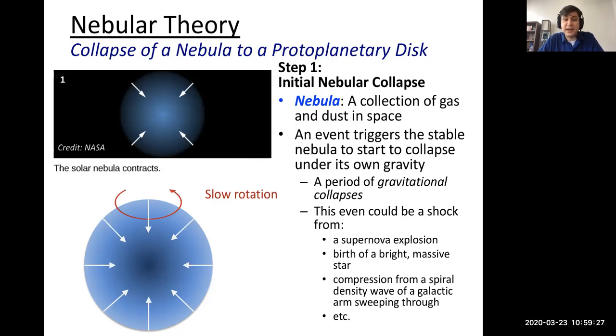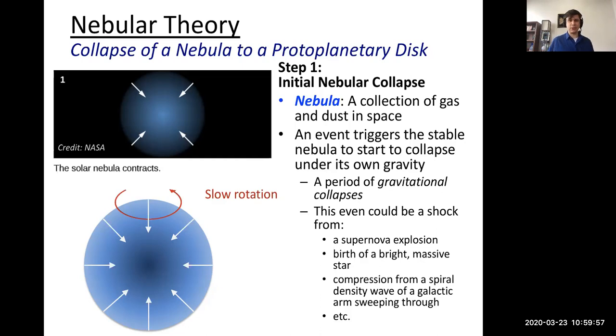You can just have a nearby hot star that is born. It's going to, again, being hot and massive, send out a shock wave that can compress a cloud and cause it to collapse. It could be that one of the arms in the Milky Way sweeps past, and that can also compress the clouds and start the gravitational collapse. So lots of mechanisms can get these nebulae out in outer space, these collections of gas and dust, to start to collapse. What is going to happen as they collapse?